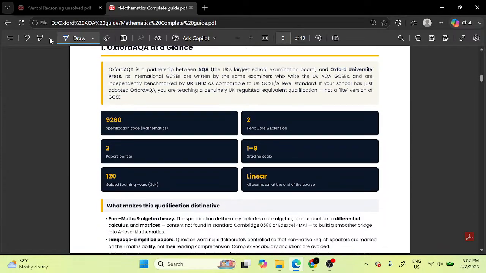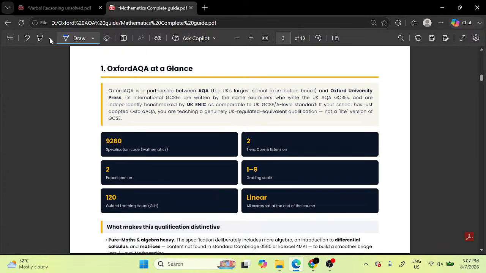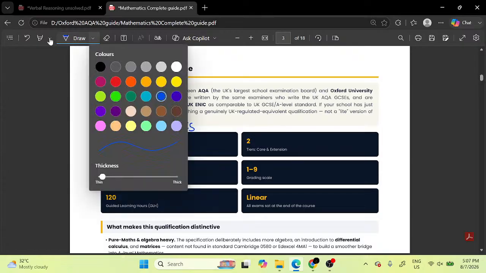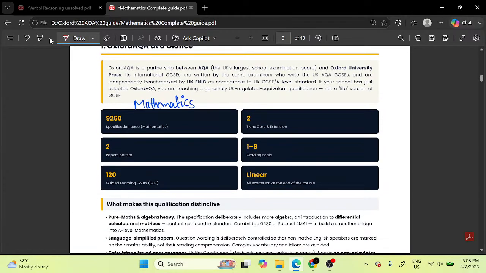So in today's class, first of all, it's Oxford AQA. I just told you that the code is 9260. The code of the subject, we are talking about only one subject, that is mathematics. We are not talking about the whole AQA GCSE, all of the subjects. We are only discussing maths in this class. So the maths code is 9260.